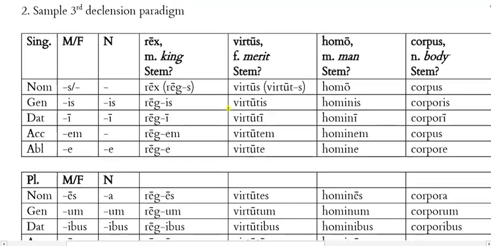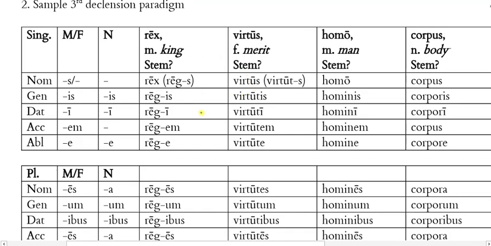All right, so let's just read the forms here for rex, virtus, homo, and corpus. This is stem, or king, merit, man, and body. Now, what I want to ask you is to think along with me here with these forms. What is the stem of rex? Where would I go? Well, I go to the genitive singular, drop the is ending, and I'm left with reg, right? With virtus, what do I have here? I go to the genitive, drop the is, and I'm left with virtut, right?